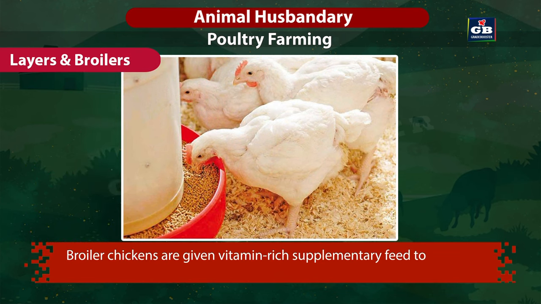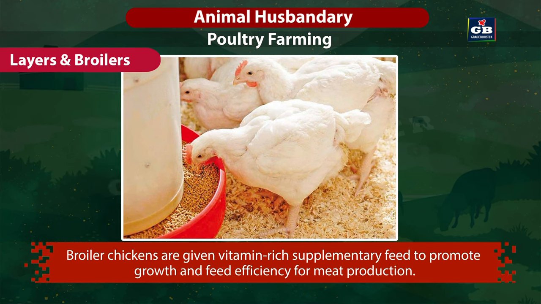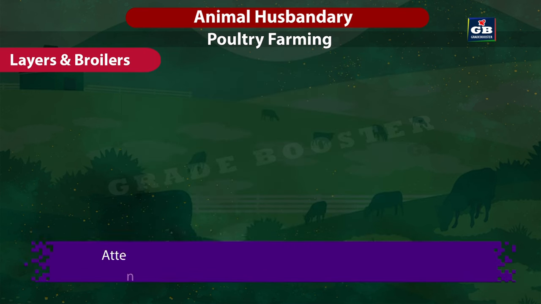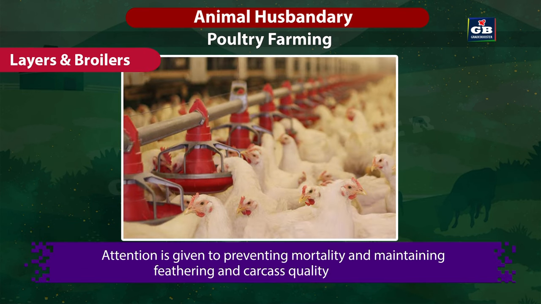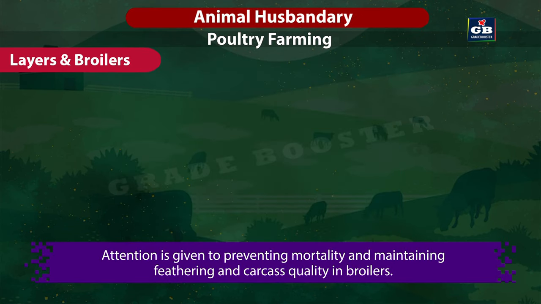Egg and broiler production. Broiler chickens are given vitamin-rich supplementary food to promote growth and feed efficiency for meat production. Attention is given to preventing mortality and maintaining feathering and carcass quality in broilers.